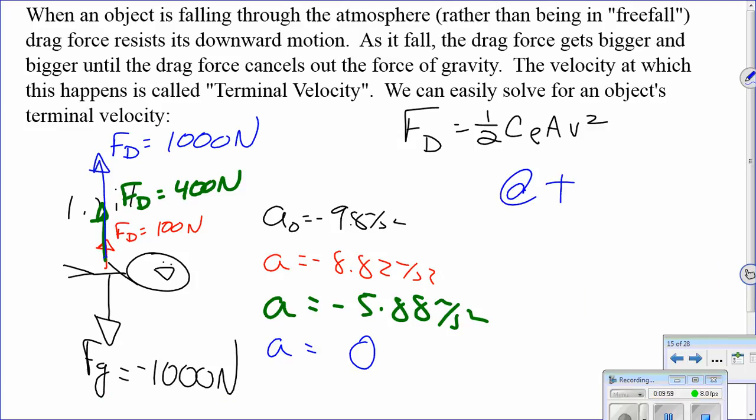So when you hit terminal velocity, our drag force equals our force of gravity, right?